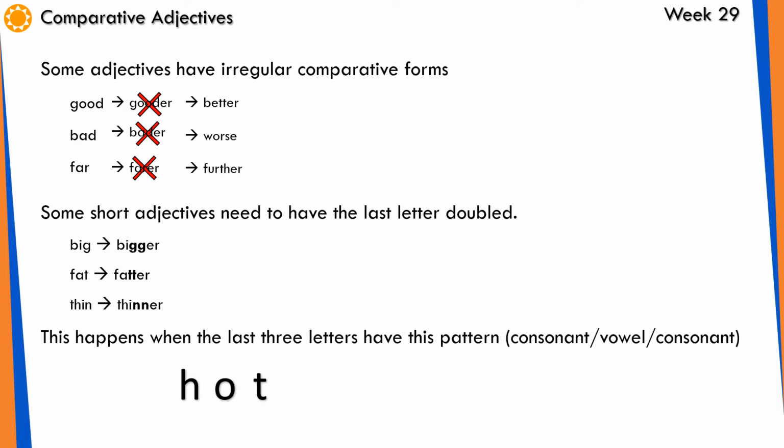Look at this word, hot. It has three letters, but let's check it. The H, it's a consonant. The O, it's a vowel. The T is a consonant. It matches with the pattern. So that means we need to double the letter T and then add the letters ER.